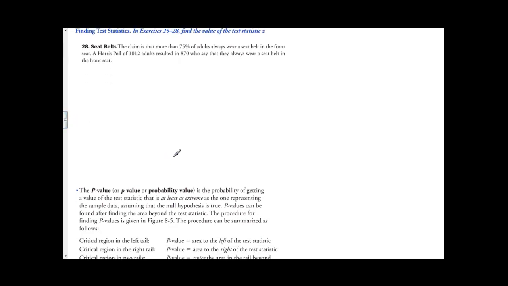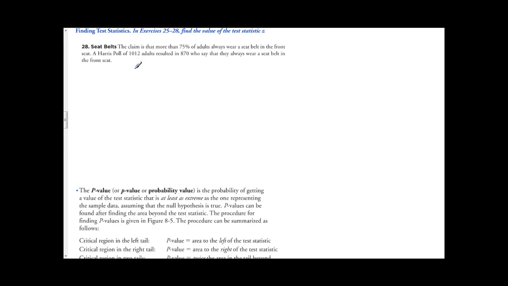Okay, finding test statistics. In exercises 25 through 28, find the value of the test statistic. So we have here number 28, seat belts. The claim is that more than 75% of adults always wear a seat belt in the front seat. This is a Harris poll of 1,012 adults, resulting in 870 who say that they always wear seat belts in the front seat.